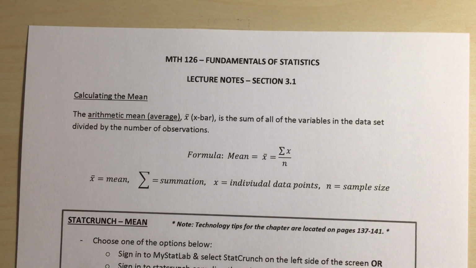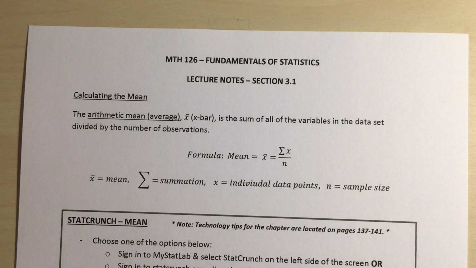Right. So now we're going to look at calculating our mean. Our calculated mean is also, again, our arithmetic mean or our average. And what we're going to use to represent our mean is x with a little bar over it. And we're actually going to call it x bar as we're going through and talking about this value. So our mean, our x bar value, is the sum of all of our variables in the data set divided by the number of observations.